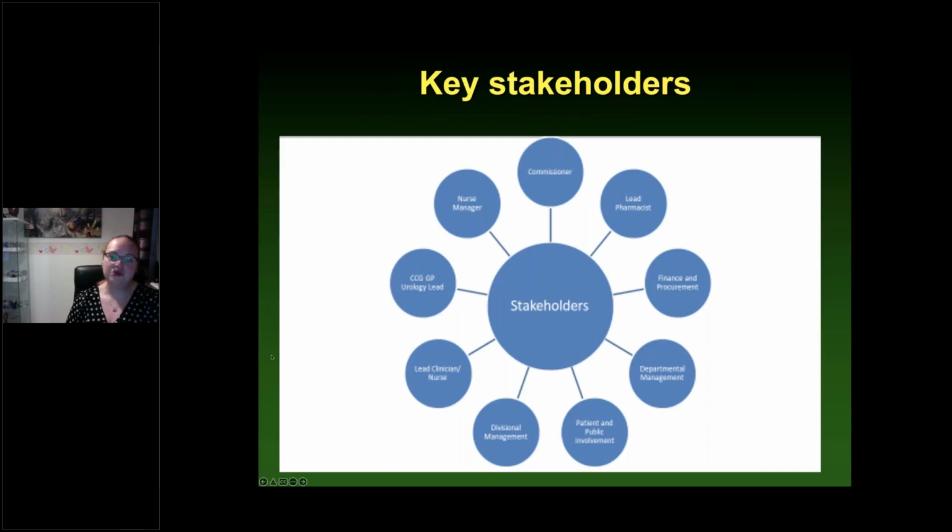You need to make sure that you engage your key stakeholders in your local service. So not only your nursing managers, your lead clinician, your divisional management and the departmental management, but the finance and the procurement team, patient and public involvement. And if you work in a health service where services are commissioned, your local commissioners as well, or insurance companies.